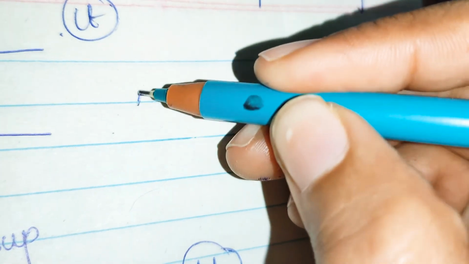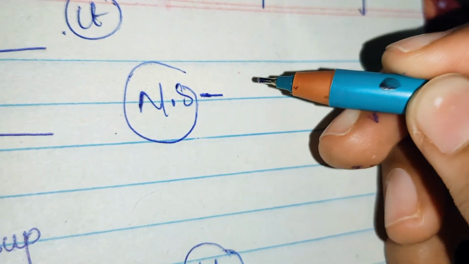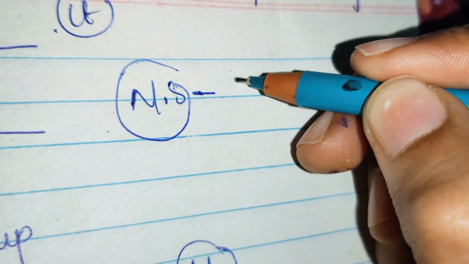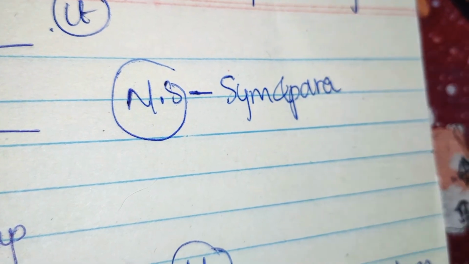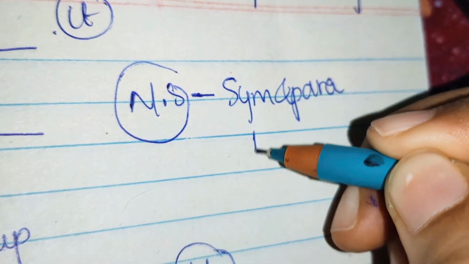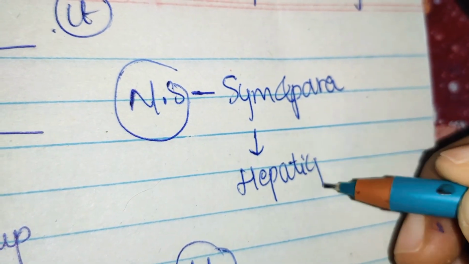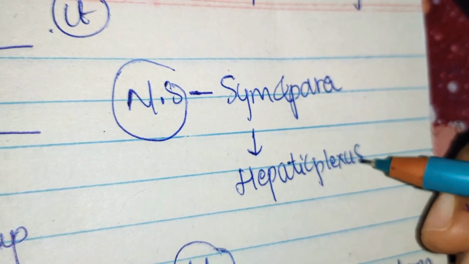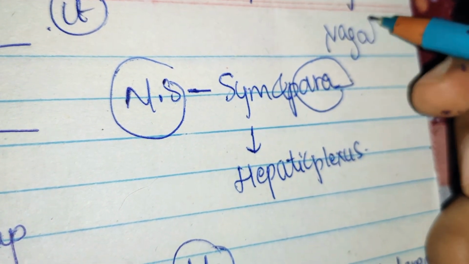Next, coming to the nerve supply. What supplies the nerves to the liver? The nerve supply is both sympathetic and parasympathetic, and mainly it is supplied by the hepatic plexus, or in the case of parasympathetic, by vagal fibers.